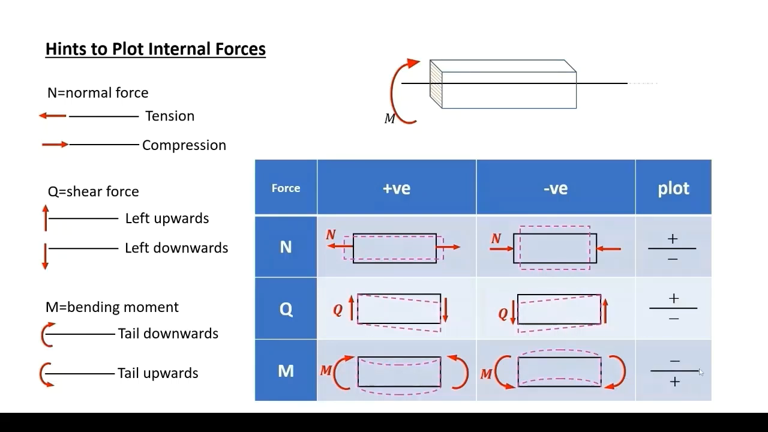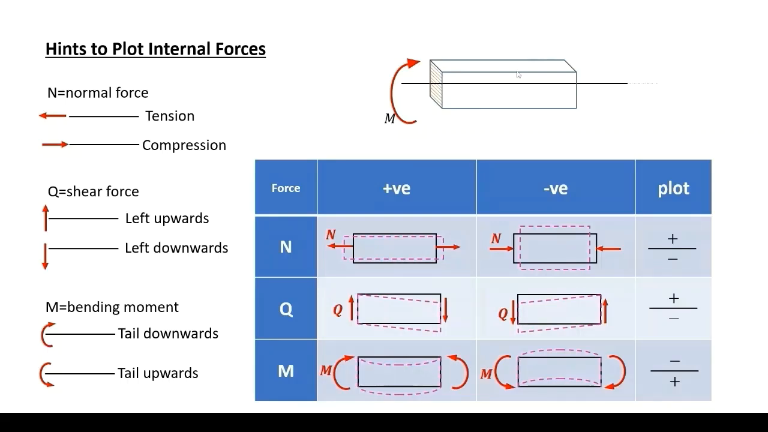To plot it on our center line, positive moment is plotted below the center line with a positive sign. Negative bending moment, that is to say, our tail is above the center line, is plotted above the center line of our beam with a negative sign.